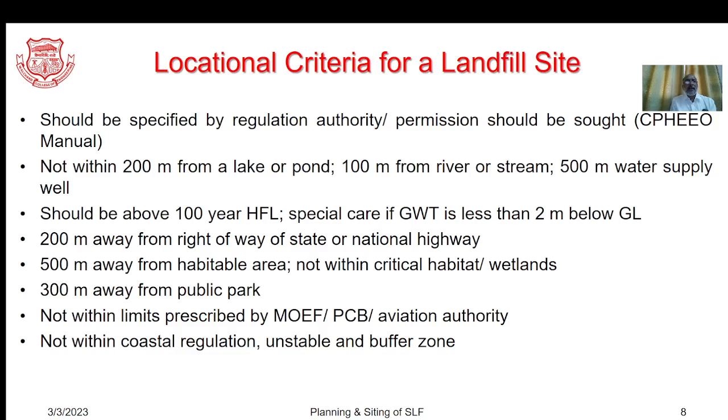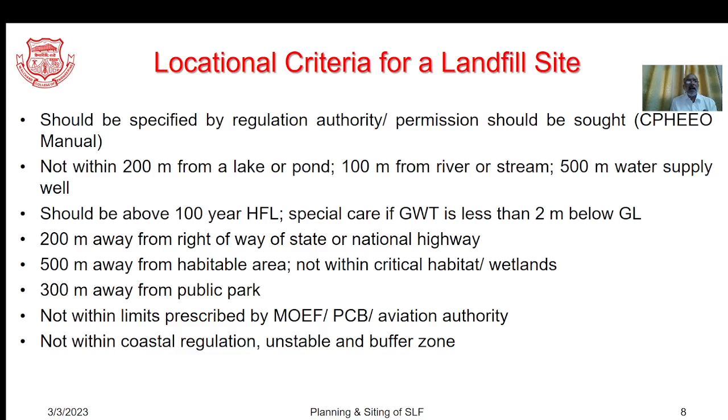Certain locational criteria can be considered as given by the CPHEEO manual. So permission should be sought. It should not be within 200 meters from a water body like a lake or pond, 100 meters from rivers and streams, and 500 meters from water supply wells.